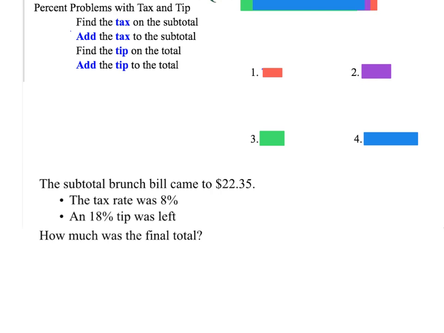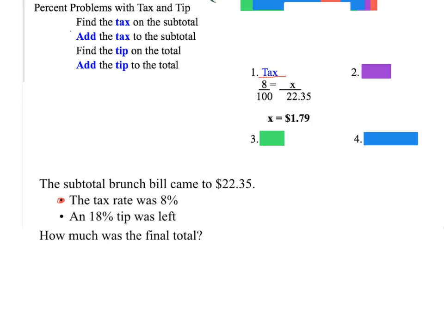So let's take a look at this problem. It says the subtotal brunch bill came to $22.35. The tax rate was 8%, and an 18% tip was left. How much was the final total? So we're going to use these bullet points to help us determine our first and second steps. So my first step needs to be this tax rate. So go ahead now, use the proportion, and solve for the tax. All right, so your proportion that you set up should have been 8 over 100 for the tax equals X over 22.35. And you should have gotten $1.79 for the tax.